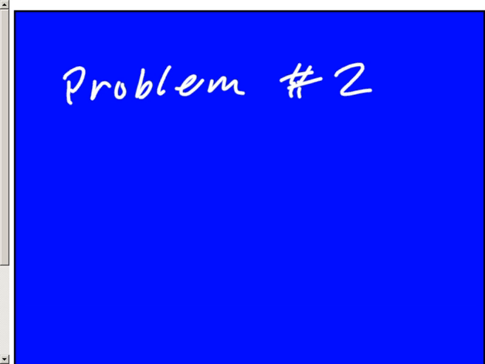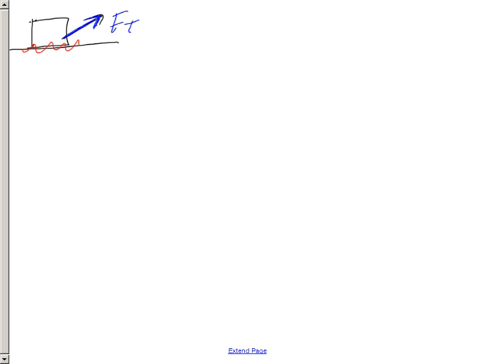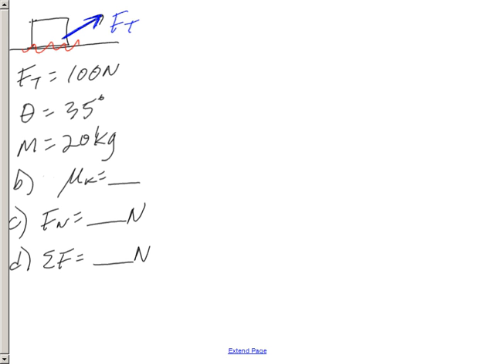Okay, now let's take a look at problem 2. In problem 2, this is the box being pulled across the floor by a rope at an angle, and I'll put the given down here. Okay, there's the given in this problem.